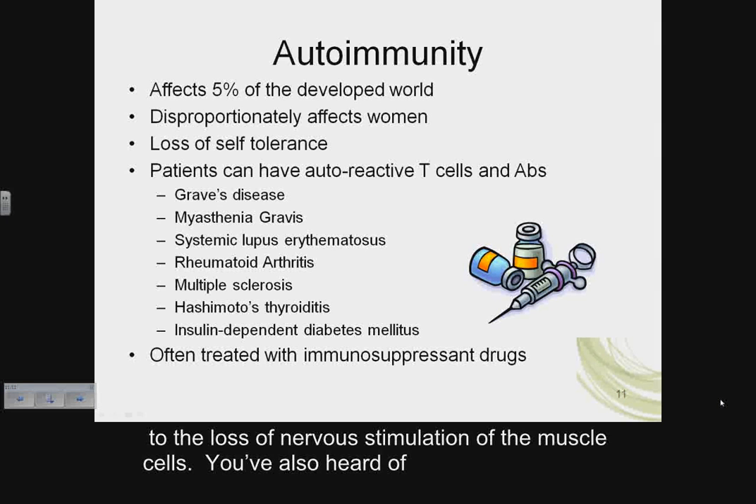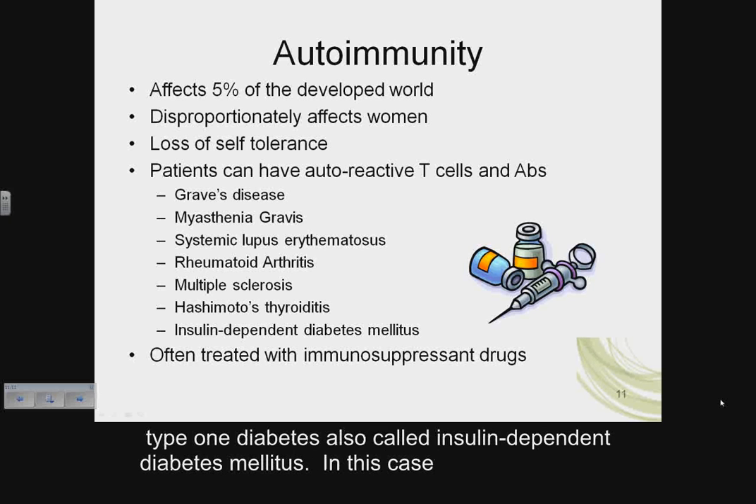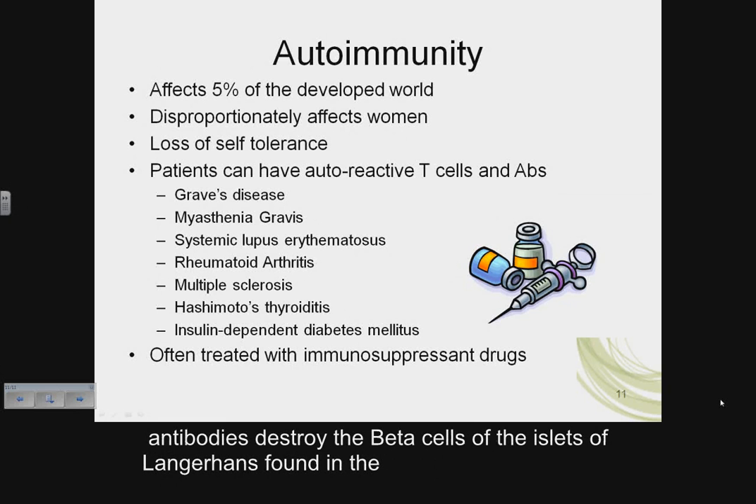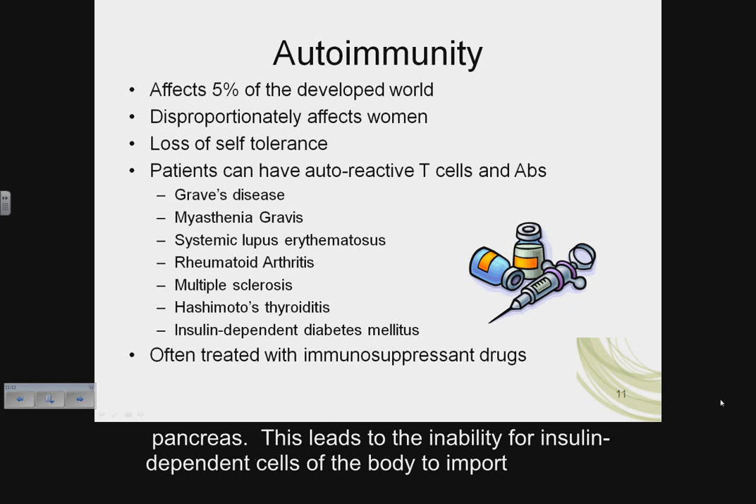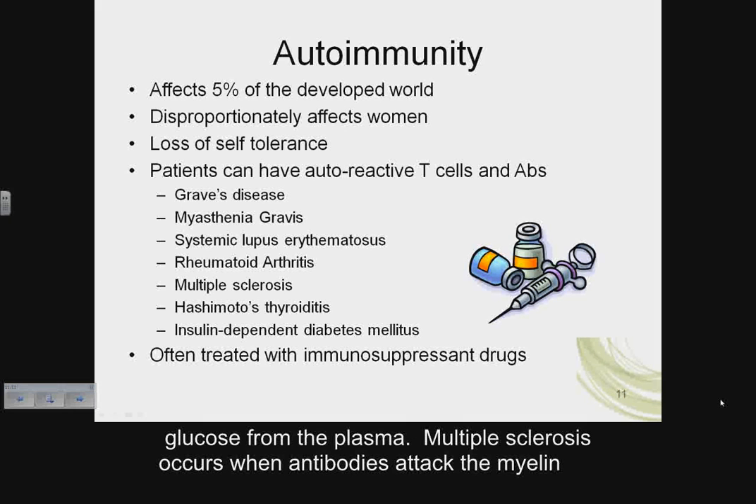You've also heard of one type of diabetes, also called insulin-dependent diabetes mellitus. In this case, antibodies destroy the beta cells of the islets of Langerhans found in the pancreas. This leads to the inability for insulin-dependent cells of the body to import glucose from the plasma.